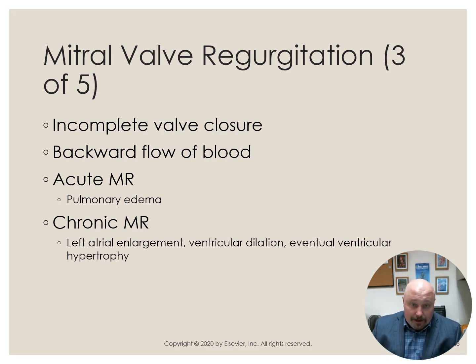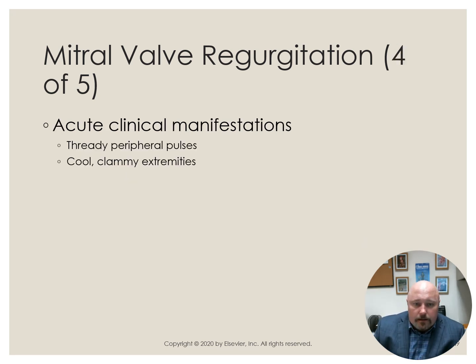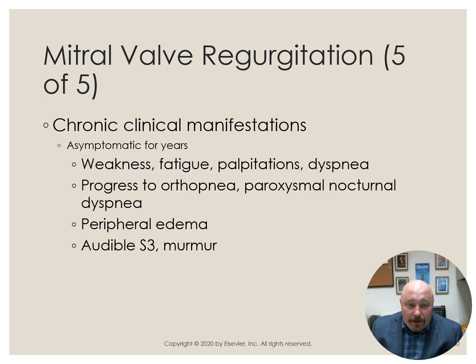In the case of an acute mitral valve regurgitation, you're going to start seeing pulmonary edema, while chronic mitral valve regurgitation is going to result in left atrial enlargement, ventricular dilation, eventual ventricular hypertrophy, and eventually heart failure. Acute clinical manifestations include thready peripheral pulses and cool, clammy extremities. Chronic clinical manifestations include being asymptomatic for years, along with weakness, fatigue, palpitations, dyspnea, that eventually progresses to orthopnea, paroxysmal nocturnal dyspnea, peripheral edema, and an audible S3.